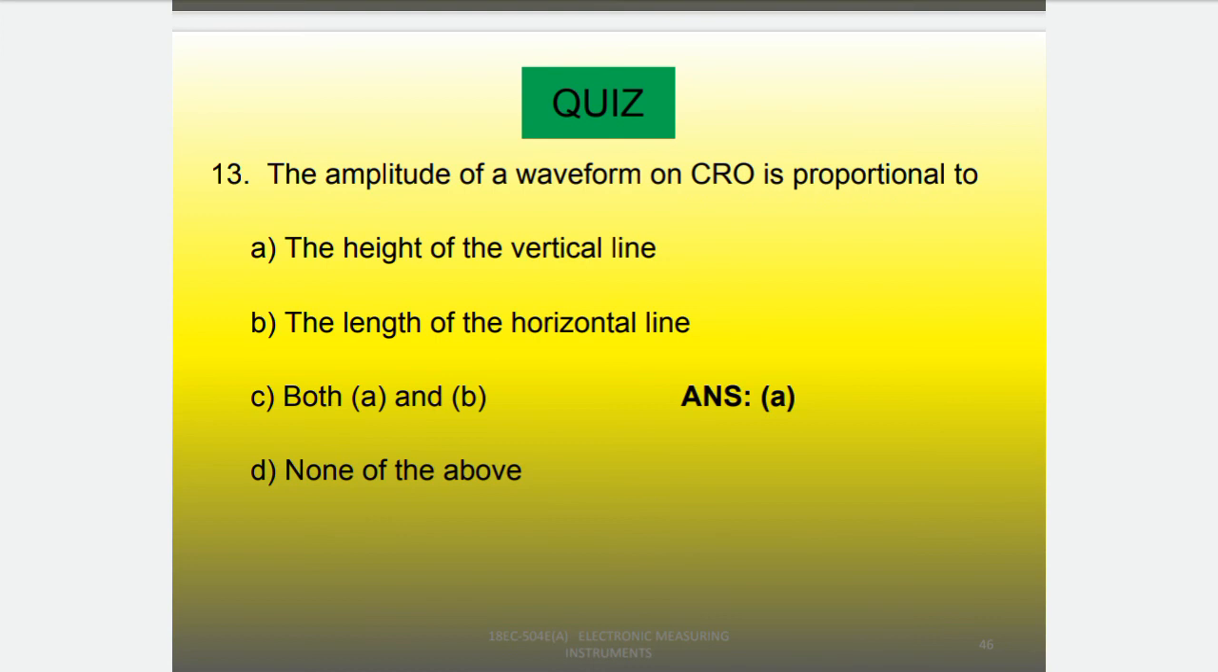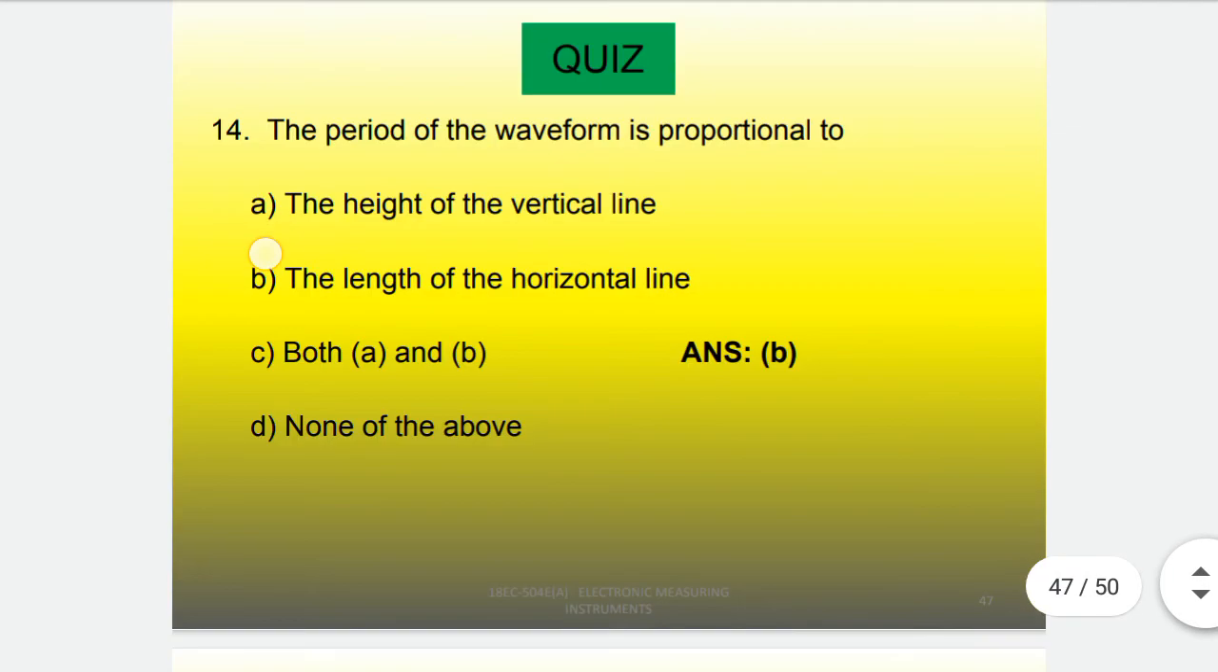And the next question, the amplitude of a waveform on CRO is proportional to A, height of the vertical line, B, length of the horizontal line, C, both A and B, D, none of the above. The amplitude of the waveform, you can see in the figure, is the height of the vertical line. Hence the answer is A.